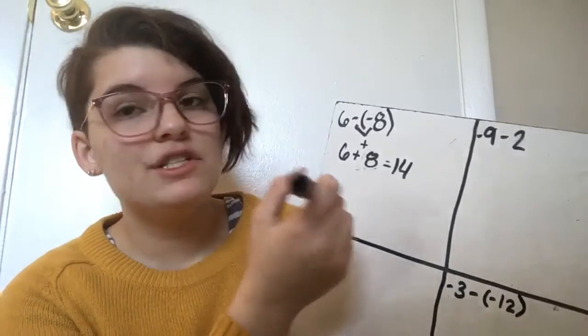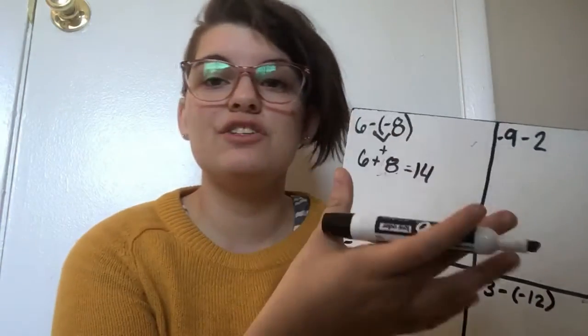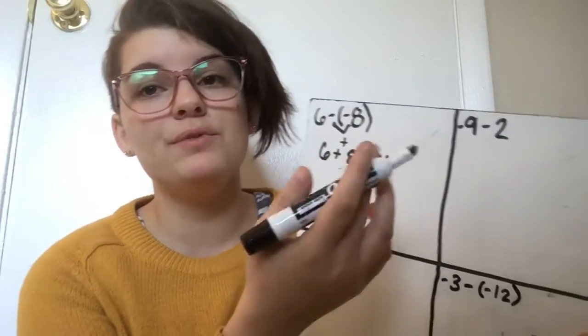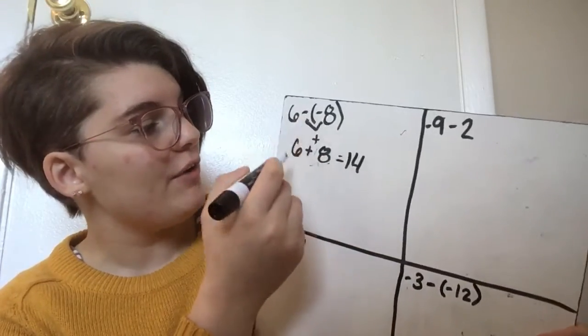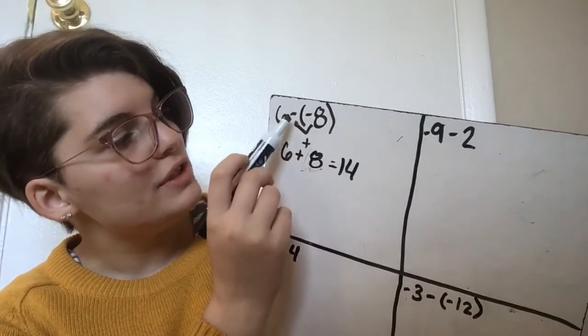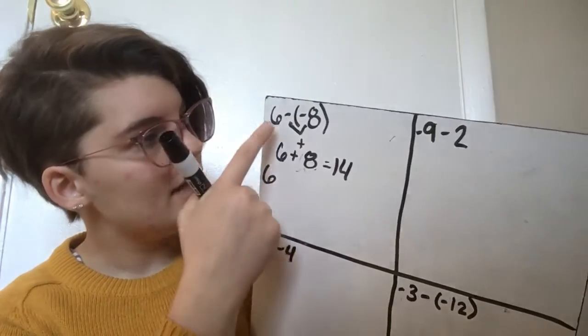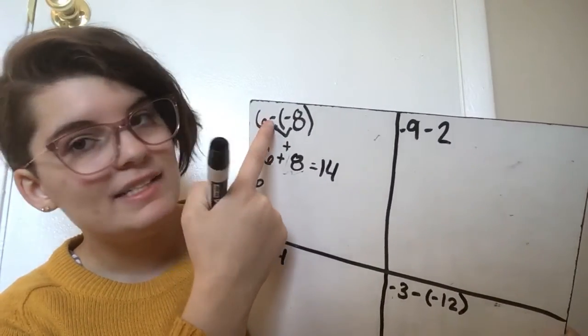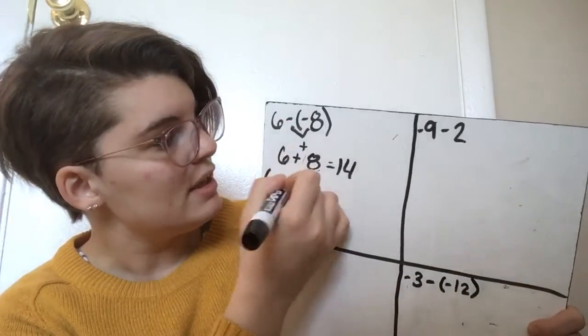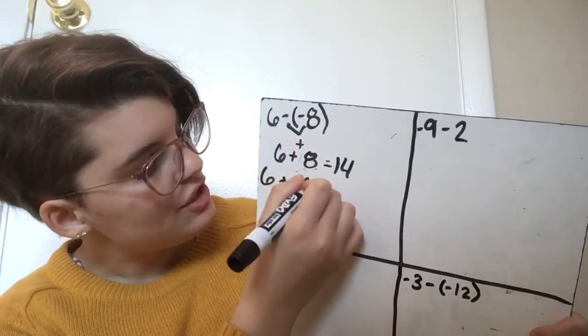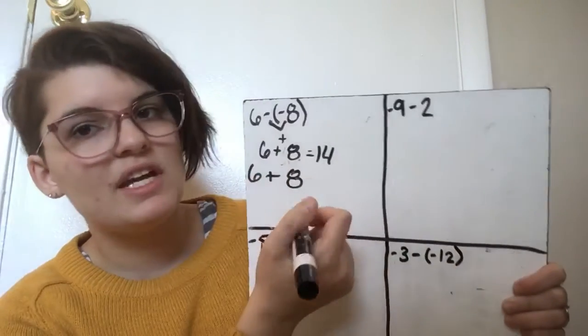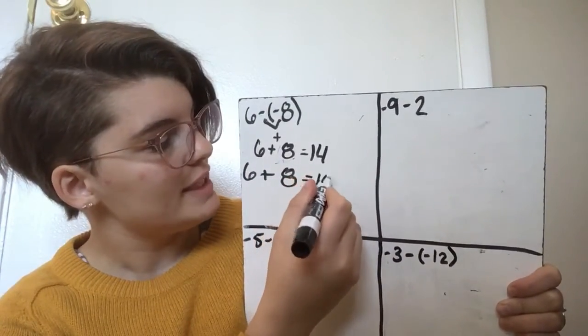The other way that you can do it, that if you look at your extra resources packet, this is how it's going to show you to do it, is you switch it out. You do the opposite of the minus and you do the opposite of the negative. So 6 minus, the opposite of a minus is a plus. And the opposite of negative 8 is just 8. So you end up with the same thing, which still ends up being 14.